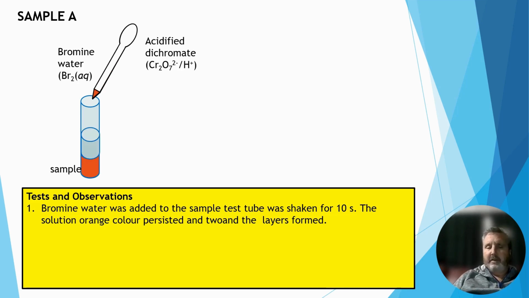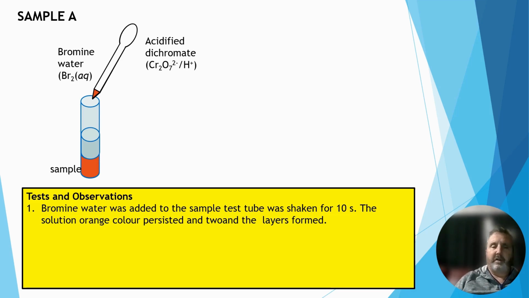Now in this case, this orange color persisted, and 2 layers formed. So we've got 2 layers. We've got the orange layer at the bottom and the clear layer at the top. Sometimes a wee bit of the orange will transfer into the clear layer at the top. That won't matter. Okay, the second test that we always carry out is an acidified dichromate test.